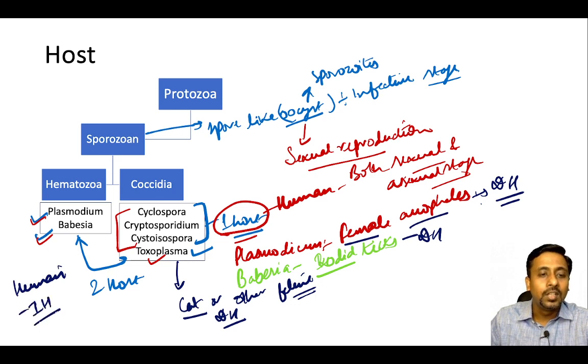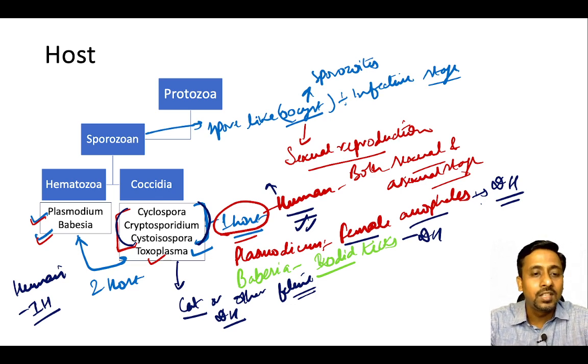Whereas in case of Cyclospora, Cryptosporidium, and Cystoisospora, the sexual reproduction and asexual reproduction both occur inside the human host. So they have got only one host, no definitive, no intermediate. The host is human only.